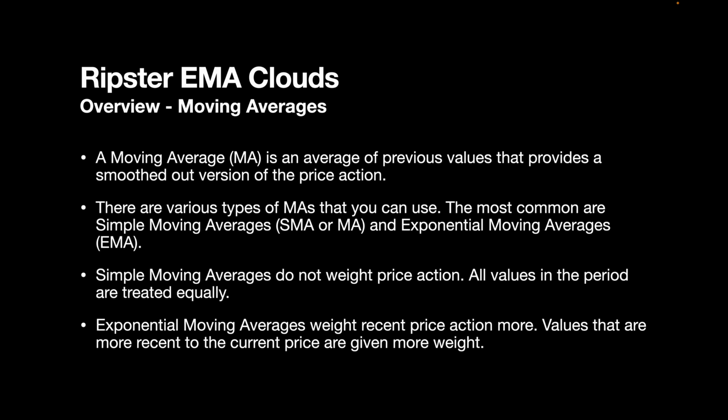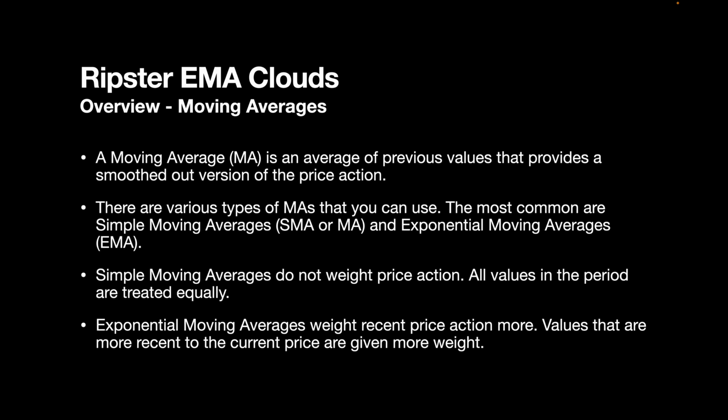So simple moving averages don't weight price action. All values in that period are treated equally, meaning there's no favorability. We don't favor any of the price action that's closer or further away. We're just saying, we just want the overall trend based on equal representation of each of these previous values. Whereas exponential moving averages weight recent price action more. And so values that are more recent to the current price are given a little bit more weight, which is effectively favoring the closer price action.